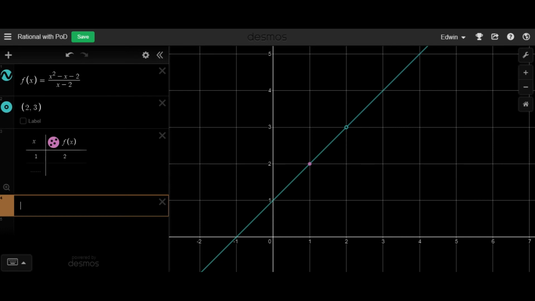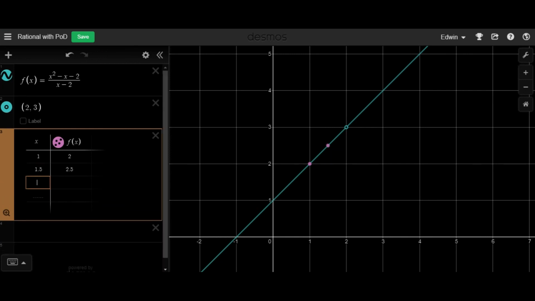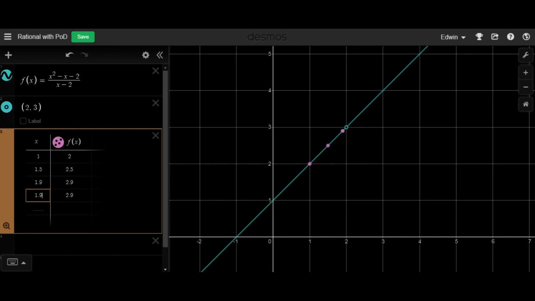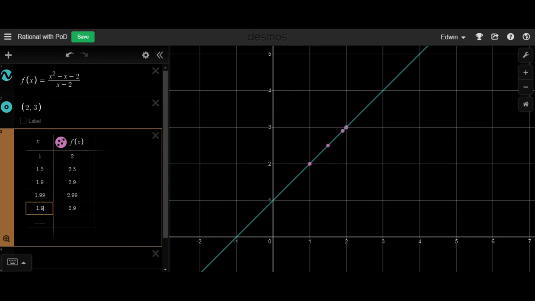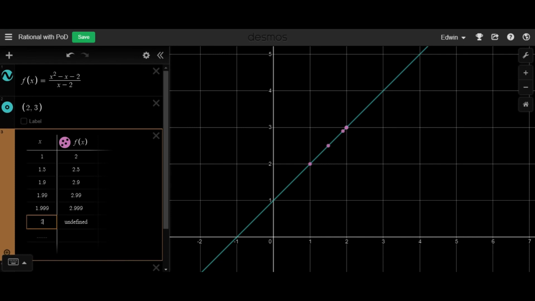And I think it'd be a good idea to look at a table of values here just to be really clear why we can say the limit of this function as x approaches 2 exists. So if x equals 1, our function is 2. If x is 1.5, or 1.9, or 1.99, or yes, 1.999, we can see that if x gets closer to 2 from the left, the function gets closer to 3 from underneath. And if x equals 2, our function is undefined.